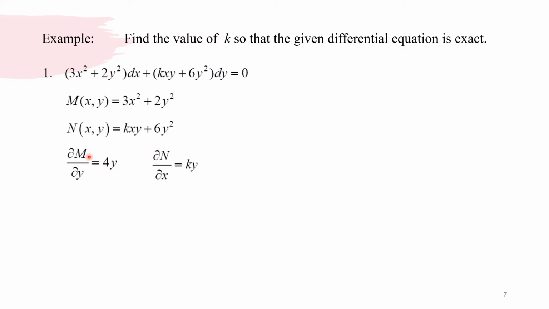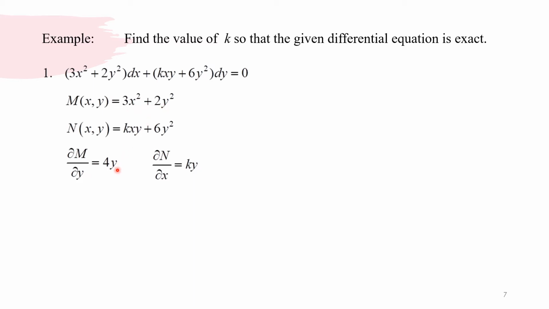When we find the first partial derivative of M with respect to y, we are regarding y as the variable and x as a constant. So when we differentiate 3x squared with respect to y, the answer will be 0 because this term is just a constant. When we differentiate 2y squared with respect to y, the answer is 4y, and therefore del M del y is equal to 0 plus 4y, which is the same as 4y.